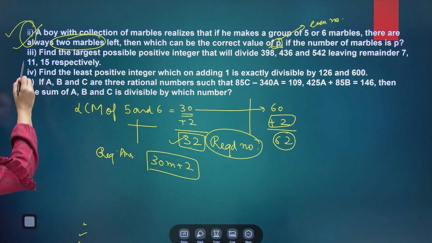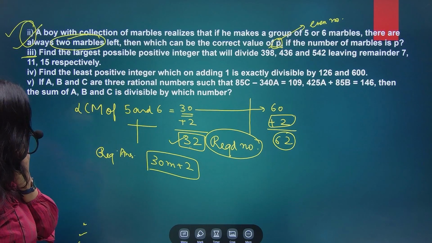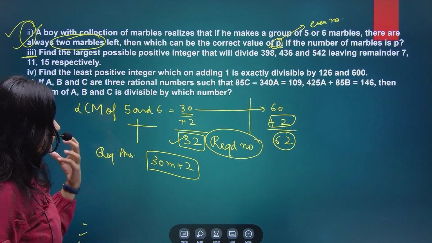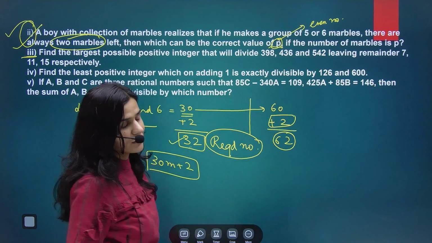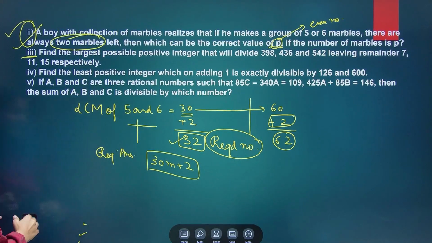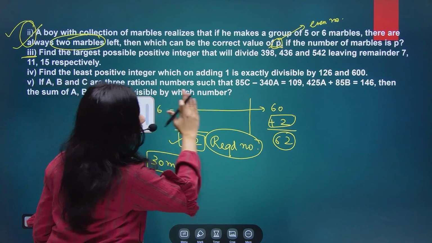Coming to the third part, find the largest possible positive integer that will divide. Now we are looking for a factor which will always leave a remainder. Clearly this is the case of HCF. In the third part, I have to find the HCF.